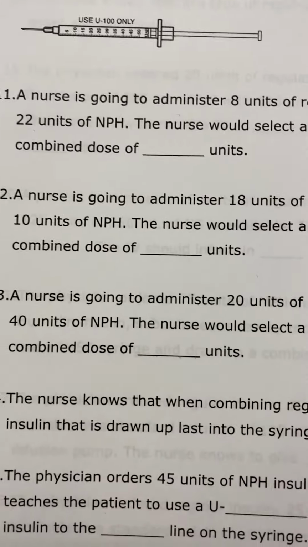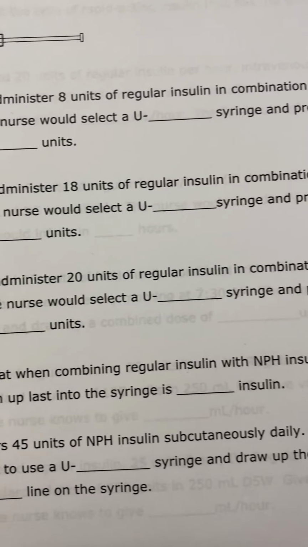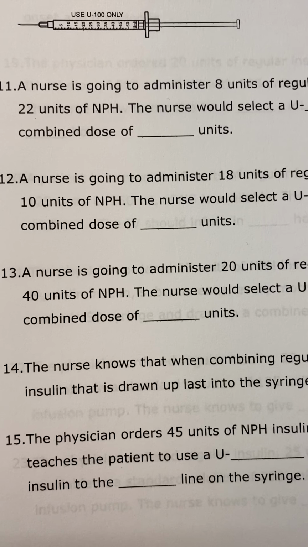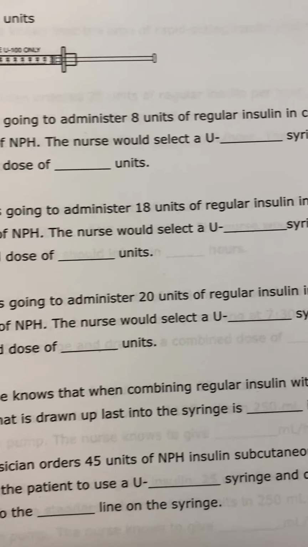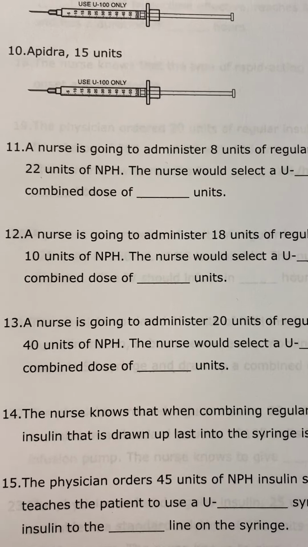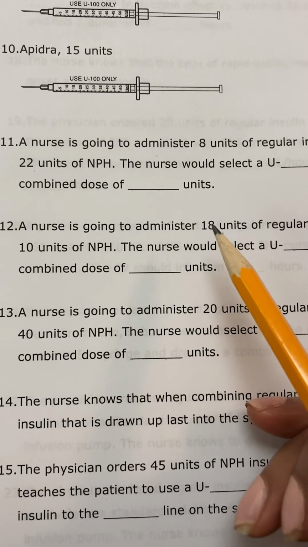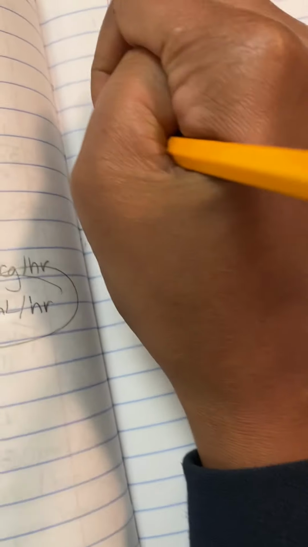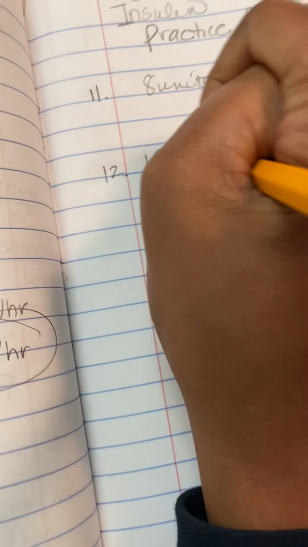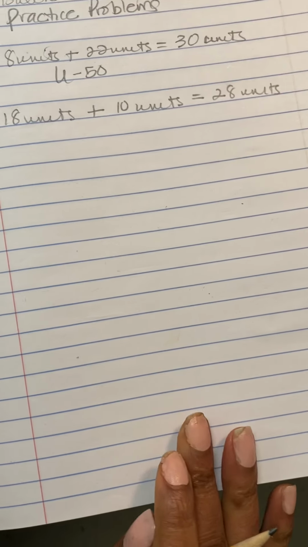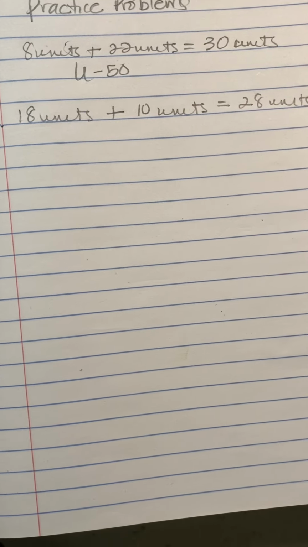Okay, for number 12, a nurse is going to administer 18 units of regular insulin in combination, that's the key word, combination, with 10 units of NPH. The nurse will select a U blank syringe and prepare a combined dose of how many units? Well, first let's get the total together. So 18 units plus 10 units for number 12 equals 28 units. Make sure y'all add that up for me. Make sure your teacher has that correct.